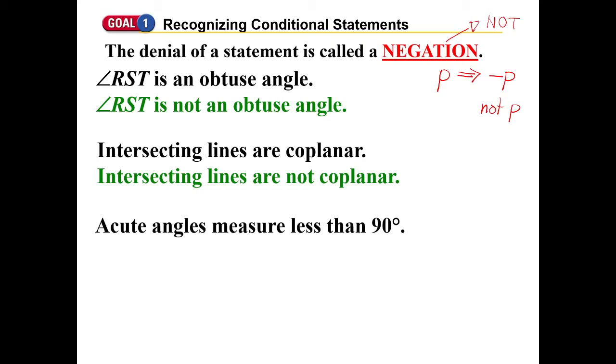Acute angles. How do you negate the word? In our first two examples, we are simply having linking verbs, is and are. How do you negate is and are? You just simply put the word not. Is not, are not. But if you're given the verb measure, regular verbs, how do you negate verbs like this?